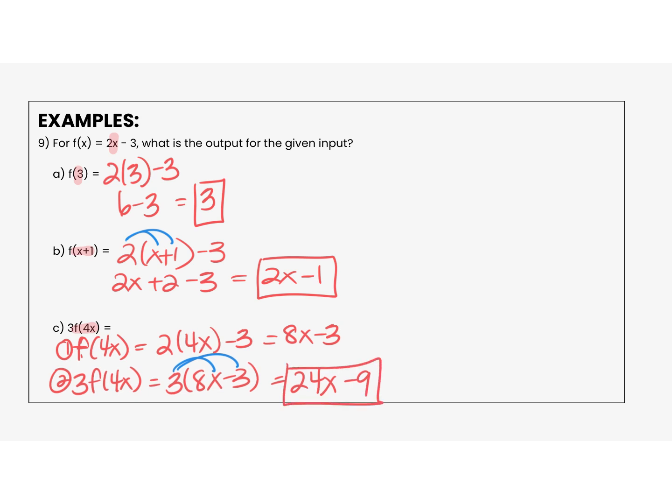So that is a quick overview of everything with relations and functions.